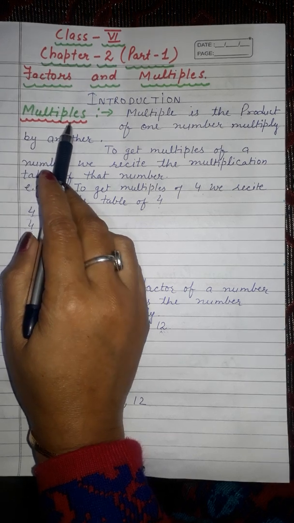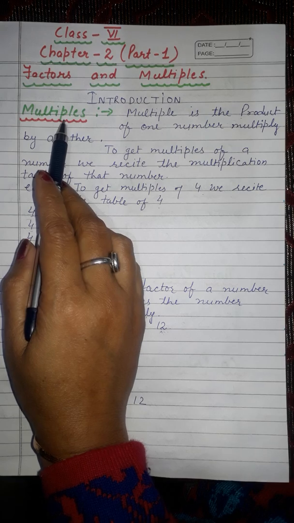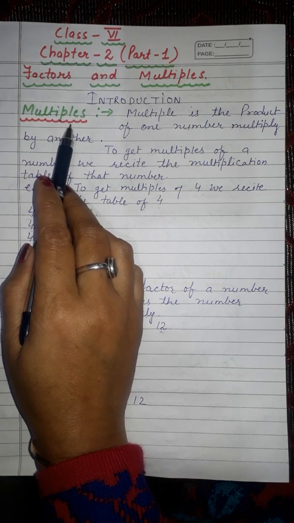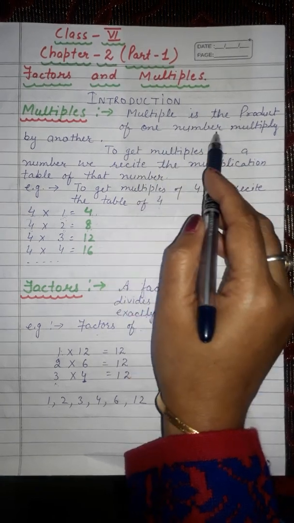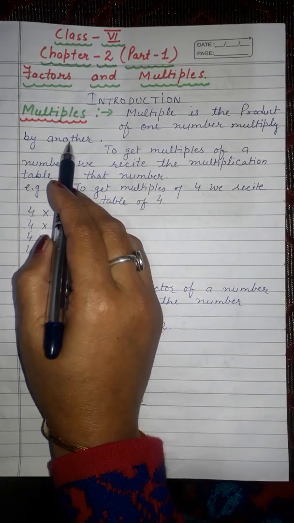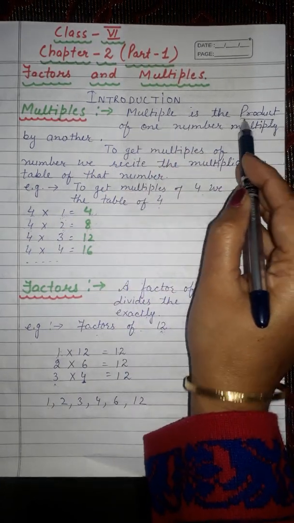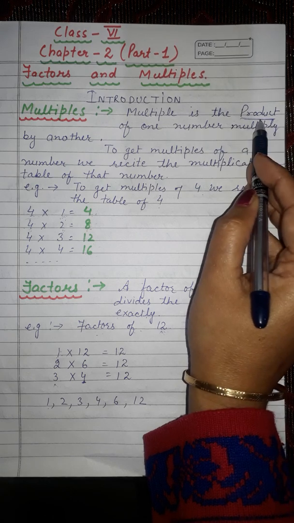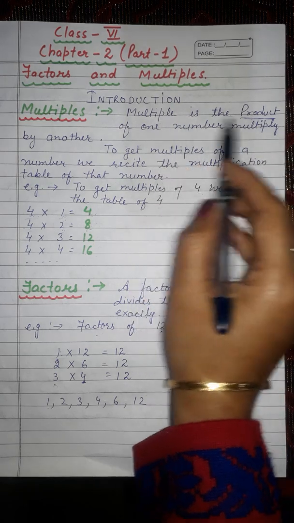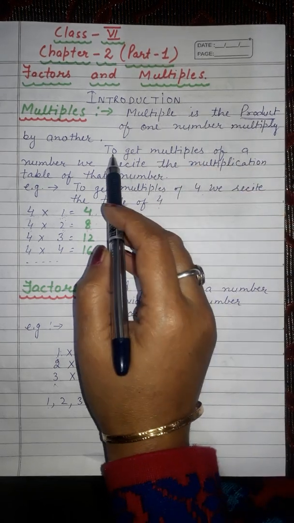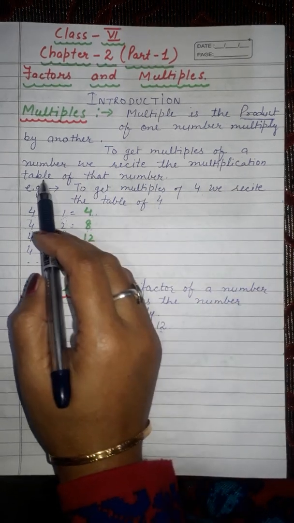So what are multiples? The numbers which we get after multiplying numbers are multiples. Here, a multiple is the product of one number multiplied by another. Okay, what is a multiple? A multiple is the product. And what is a product? The product is the number which you get after multiplying the numbers. So a multiple is the product, and to get the multiples of a number we recite the multiplication table of that number.